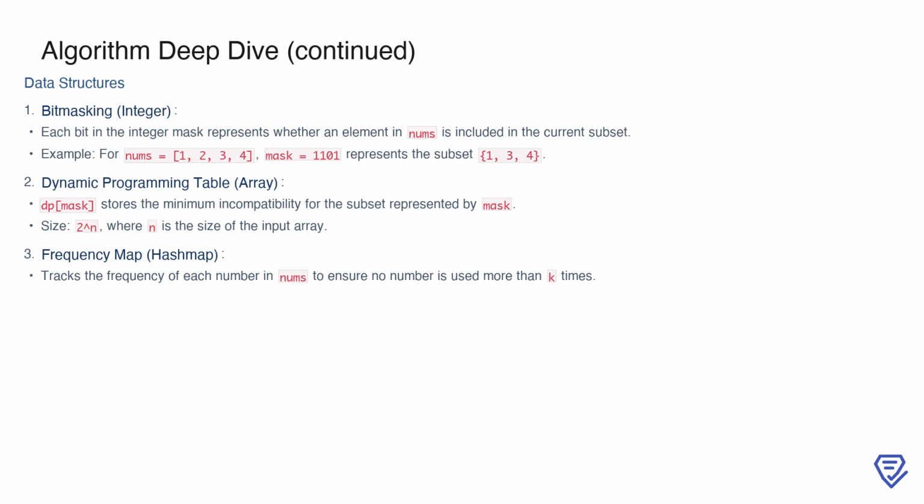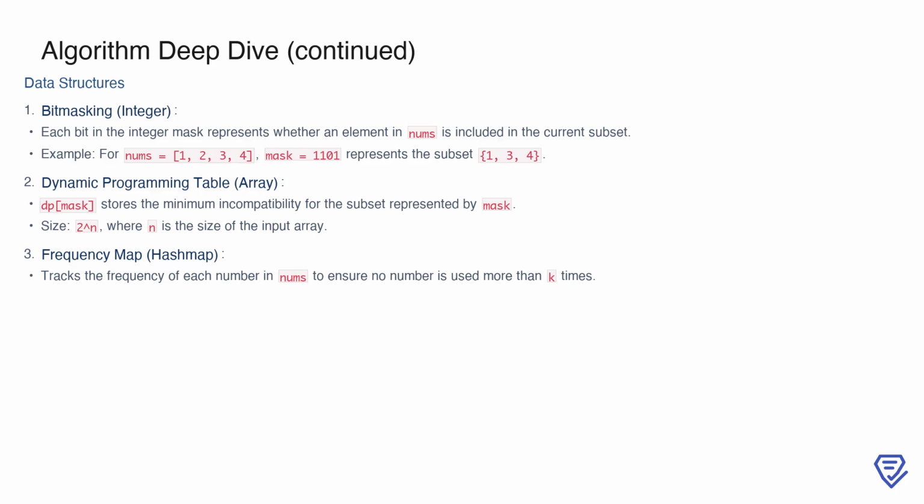First, bit masking is represented using integers, where each bit in the integer indicates whether an element in nums is included in the current subset. For example, if nums equals [1, 2, 3, 4], and the bit mask is 1101, it represents the subset [1, 3, 4]. Second, the dynamic programming table is an array dp[mask], where each entry stores the minimum incompatibility for the subset represented by the corresponding bit mask. This array has a size of 2^n, where n is the size of the input array.